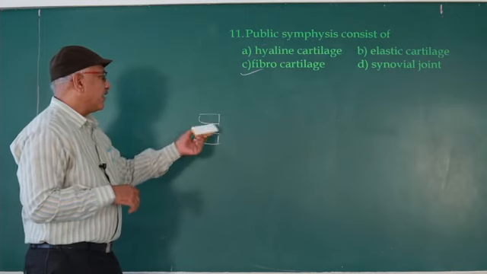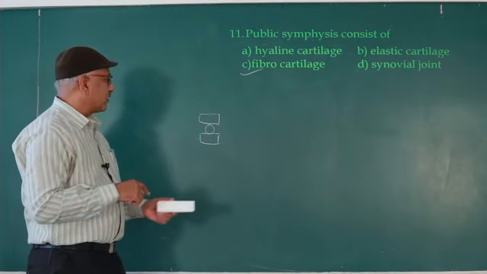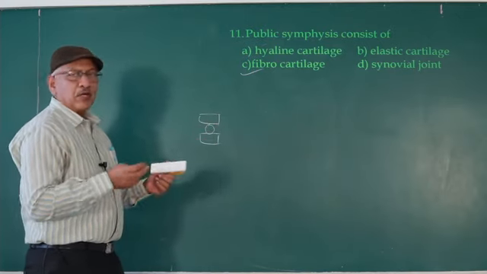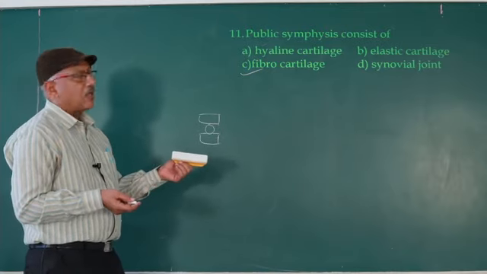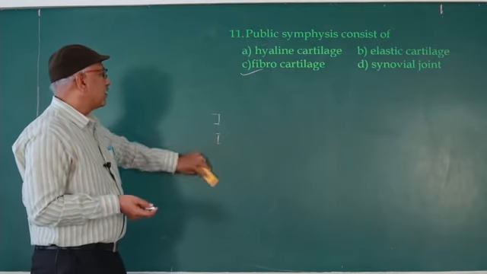Pubic symphysis and intervertebral disc. The disc-like structure connects every two vertebrae. Intervertebral disc contains fibrous cartilage.